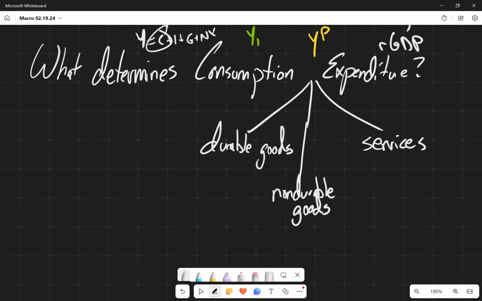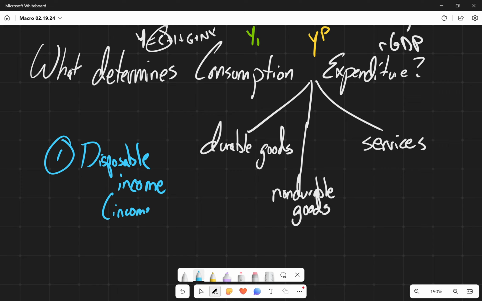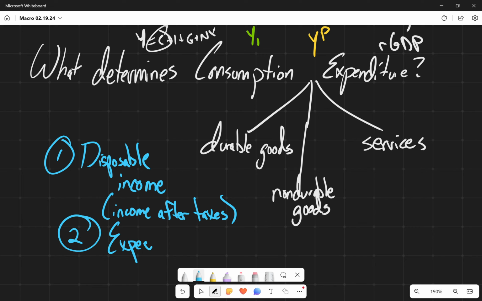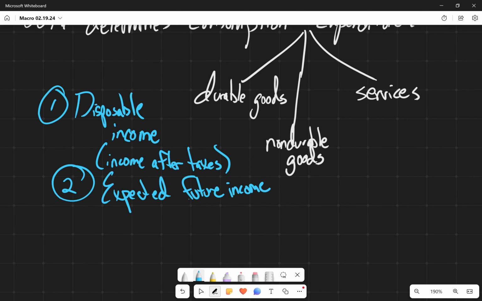And there are three factors that determine or influence or affect consumption. The first factor we're going to talk about is our disposable income. And when we talk about disposable income, we're talking about your income after taxes. The second one is our expected future income. If we think we're going to make more money tomorrow or in a year or in 5 years, we're going to consume more right now.